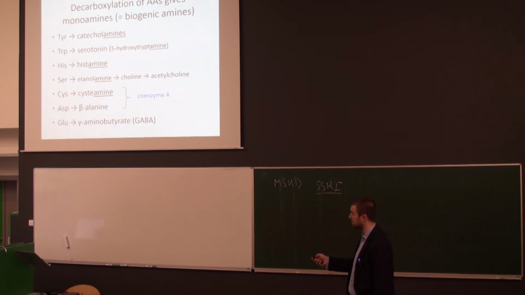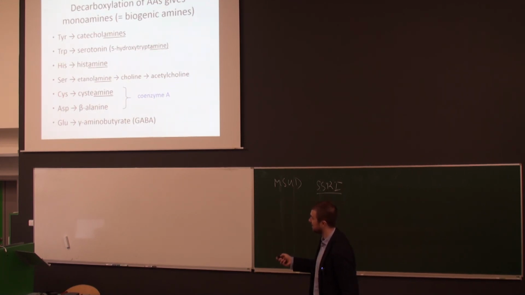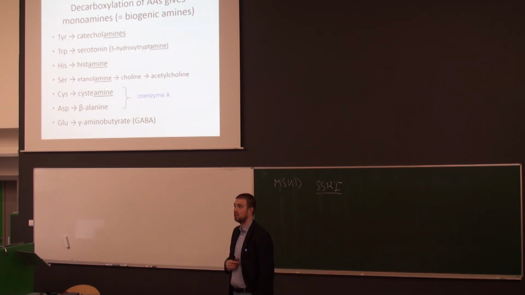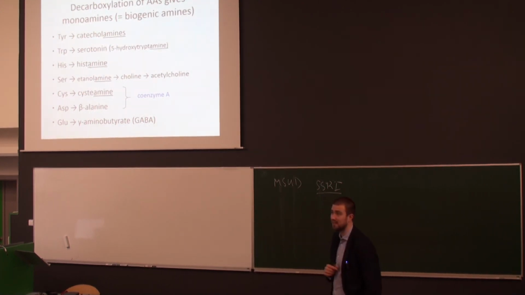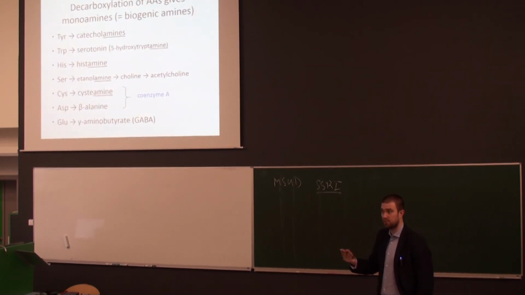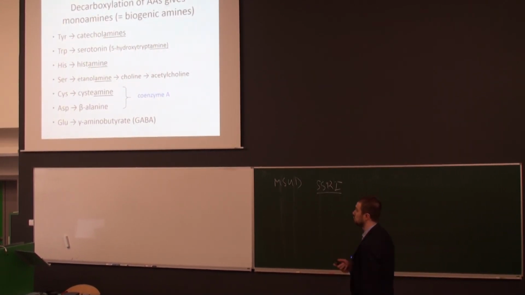And if you return here, cysteine is decarboxylated to cysteamine, aspartate to beta-alanine, and these two molecules together are precursors for the coenzyme A molecule. That means the molecule that you need for the metabolism of, for example, fatty acids, or for the cholesterol synthesis. So you see that biogenic amines are a really very important group of compounds.